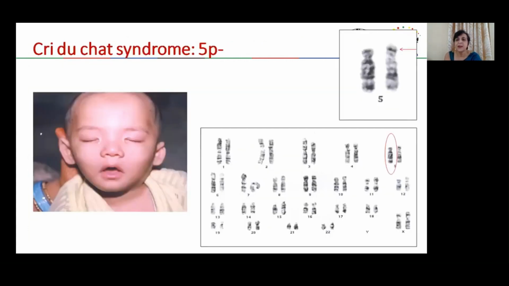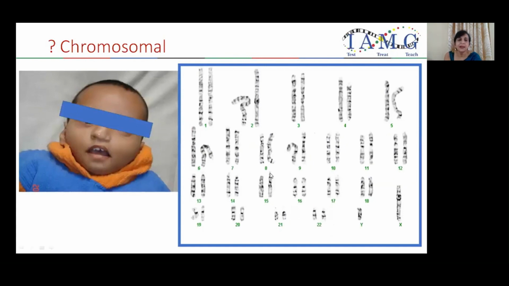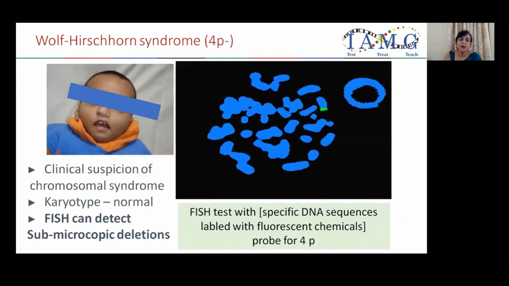And here you can see a case with a small deletion on chromosome 5p, which is seen in traditional karyotyping. But you see another child, we thought that he also has a chromosomal abnormality because of facial dysmorphism, but karyotype at a higher level of resolution was also normal. So we thought that he could be having deletion of 4p, and hence FISH probes specifically for chromosome 4p were used. You can see the fluorescent signal on 4p on one chromosome 4, and on the other chromosome 4 it is missing, suggesting that there is a 4p deletion.